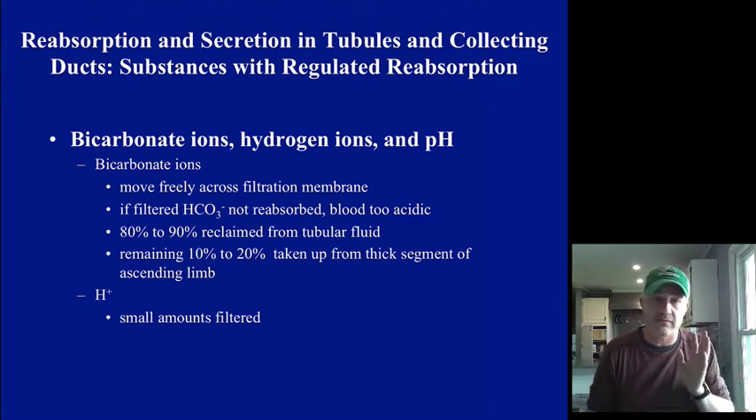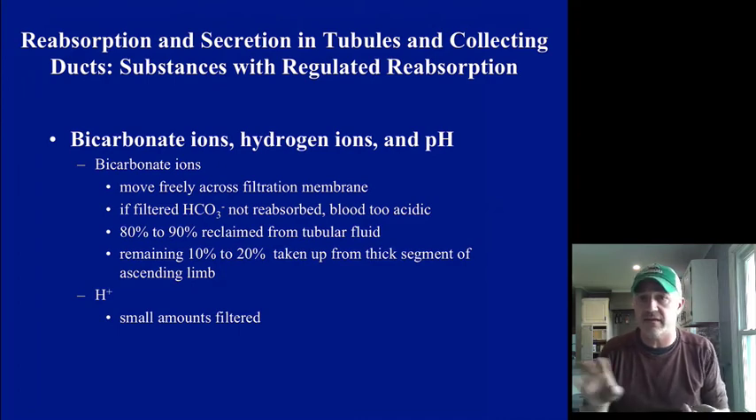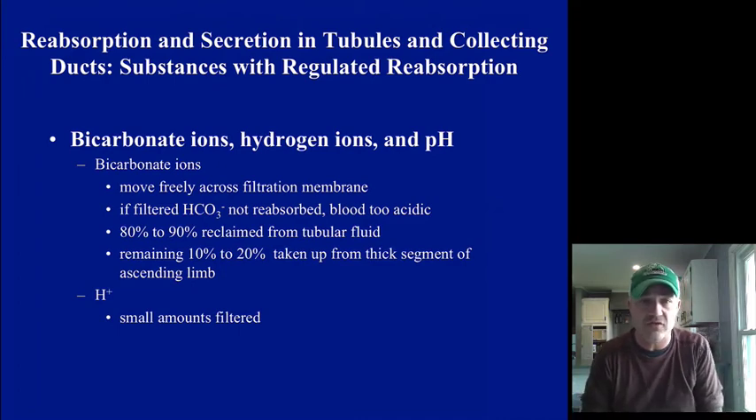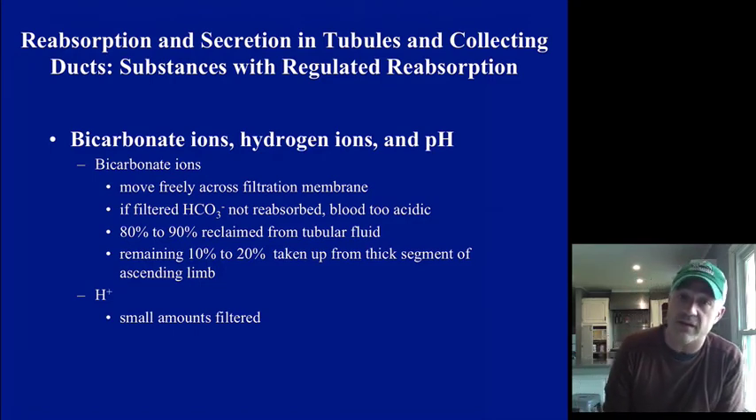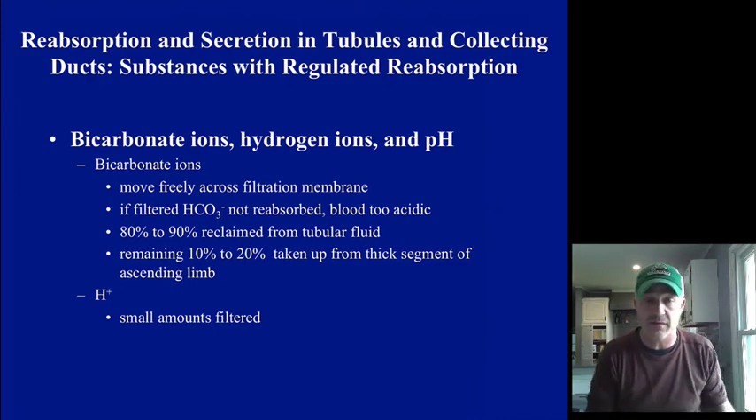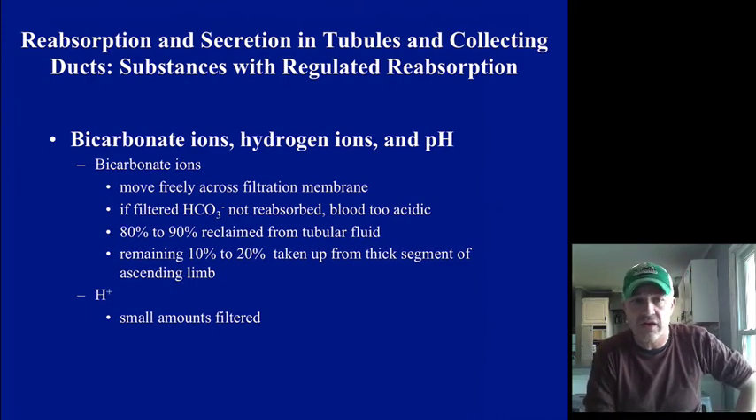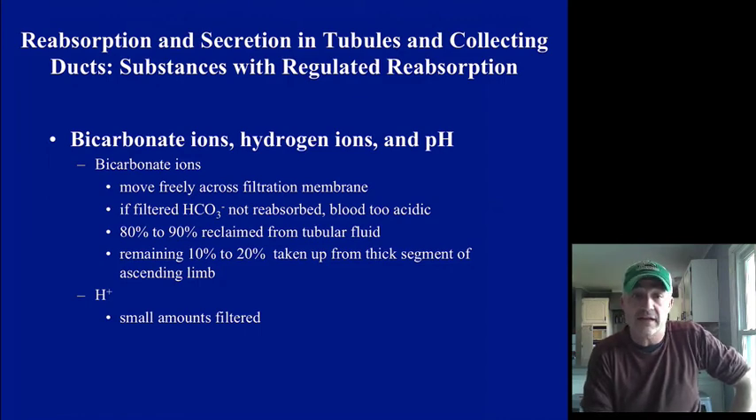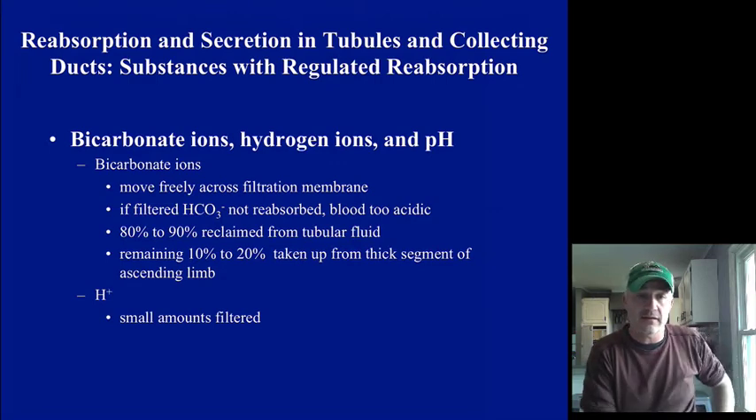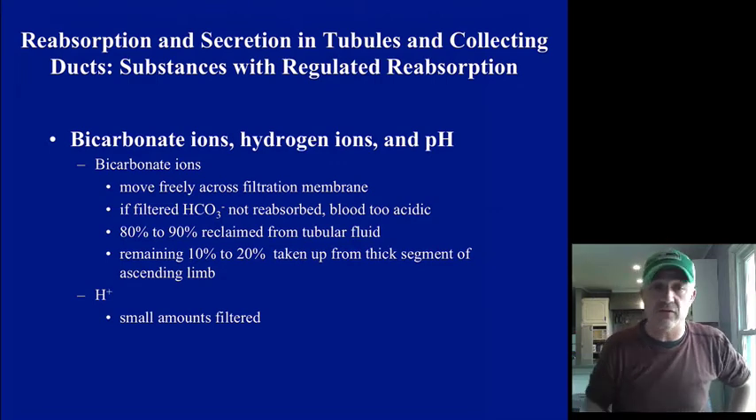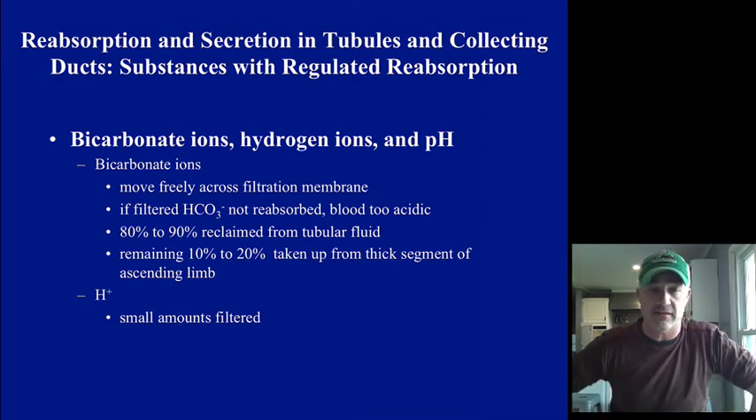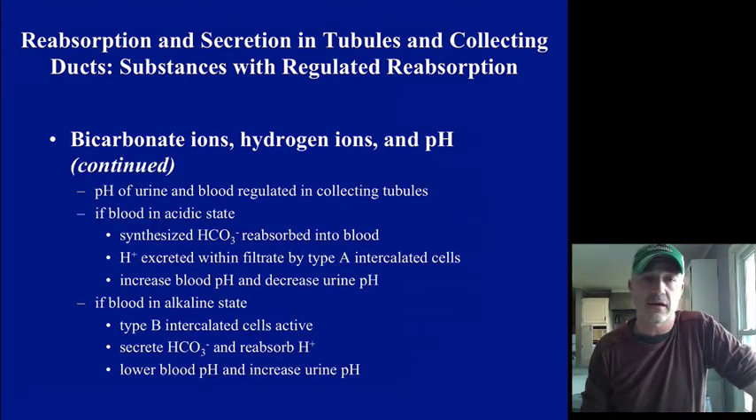When we start looking at some of these other ions, bicarbonate ions, hydrogen ions, and body pH, bicarbonate ions can get moved freely into the filtrate. We have to reabsorb some of this, otherwise our blood would be too acidic, because only small amounts of those hydrogen ions are filtered due to their charge. So we generally reabsorb about 80 to 90% of our bicarbonate ions from that tubular fluid in the proximal convoluted tubule, and the remaining part is taken up in the ascending limb of the loop of Henle.